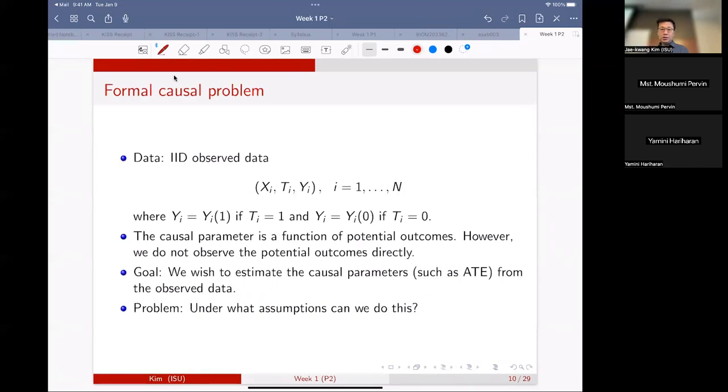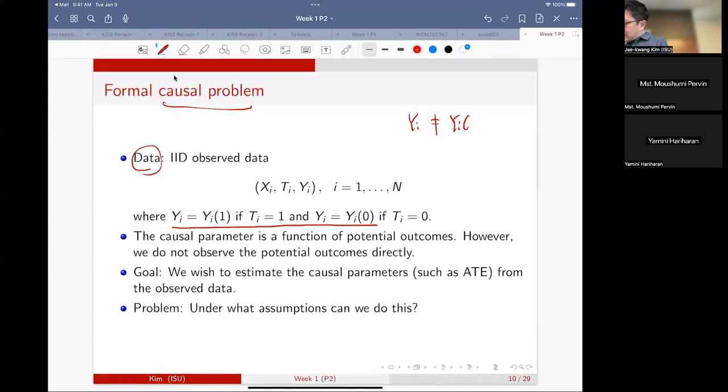So now here's some description of the data. I mean, the problem. Data is what we have, right? Data is given. So we have IID observed data over these vectors, which is xi, ti, yi, where yi is essentially the observation. So this notation could be confusing.